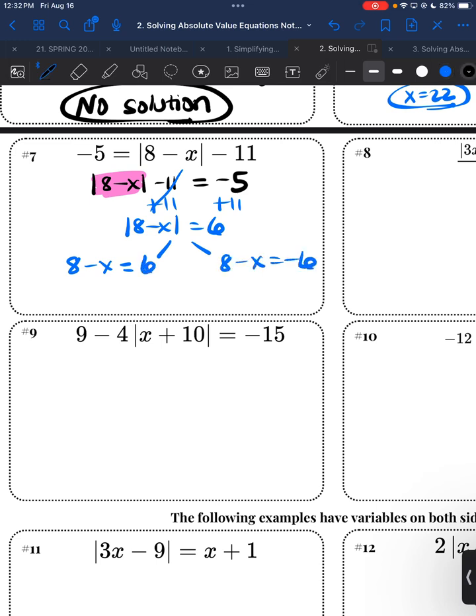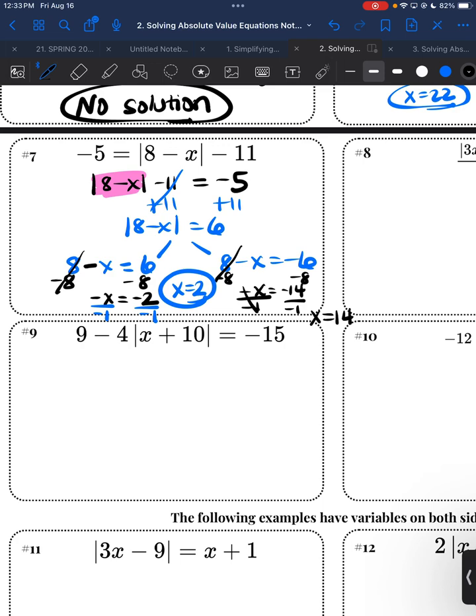We always add or subtract first. So the 8, this is not multiplying, it's a minus. So look in front of the 8. The 8 is actually a positive 8, so we're going to subtract it. So I have negative x is equal to negative 2. Anytime you're trying to get rid of a negative, we divide by negative 1. So x is equal to positive 2. And then with the other one, we do minus 8. I have negative x is equal to negative 14. Divide by negative 1. We get x is equal to positive 14.